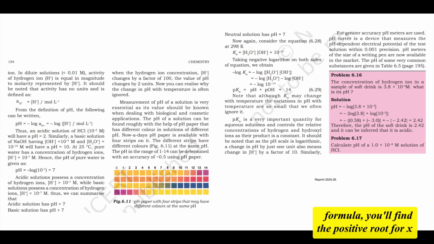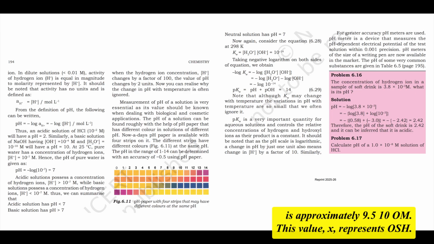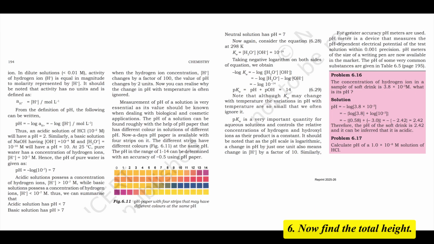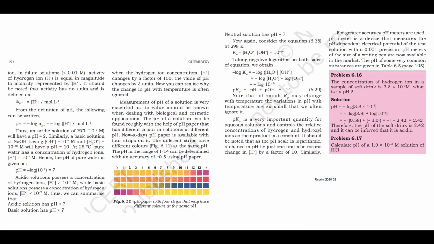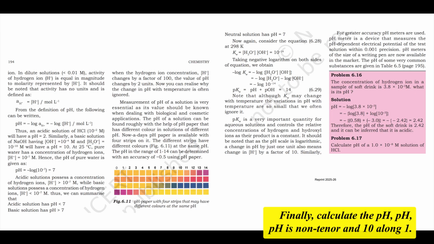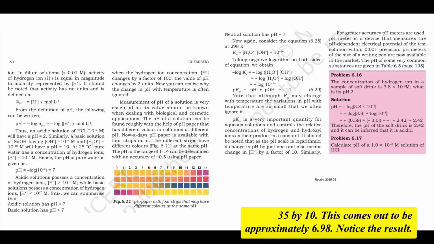Using the quadratic formula, you'll find the positive root for x is approximately 9.5 × 10^-8 M. This value, x, represents [OH−]. 6. Now find the total [H+]. [H+] total equals 1.0 × 10^-8 plus 9.5 × 10^-8, which is 1.05 × 10^-7 M. 7. Finally, calculate the pH, which is −log(1.05 × 10^-7). This comes out to be approximately 6.98.